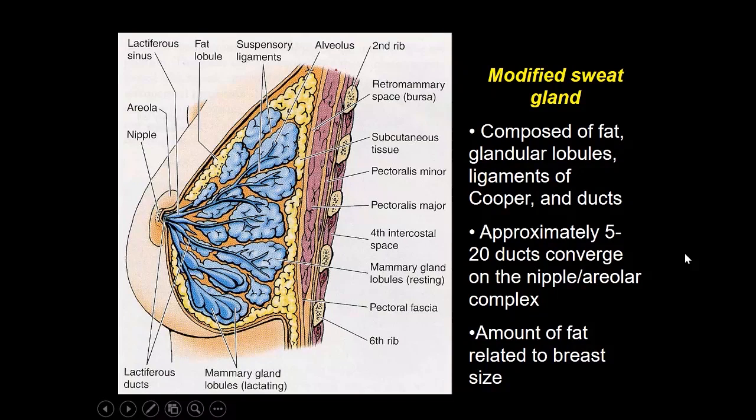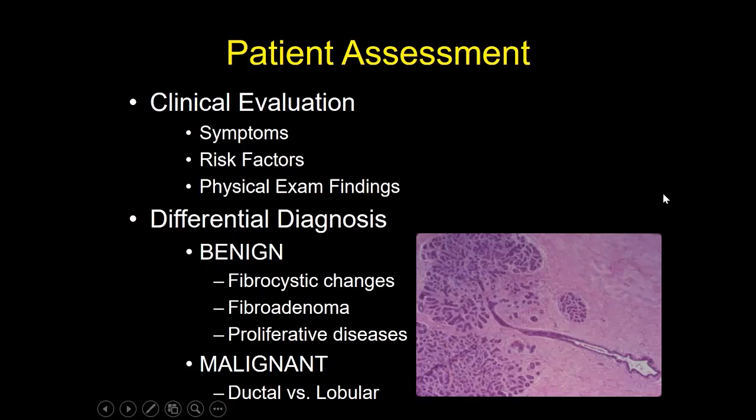So in summary, the breast is really a modified sweat gland. It's composed of fat, glandular lobules, ligaments of Cooper, and the ducts, with about 5 to 20 ducts converging on the nipple-areolar complex. And keep in mind that it's the amount of fat that really is thought to be related to the breast size, not as much the amount of glandular tissue itself.